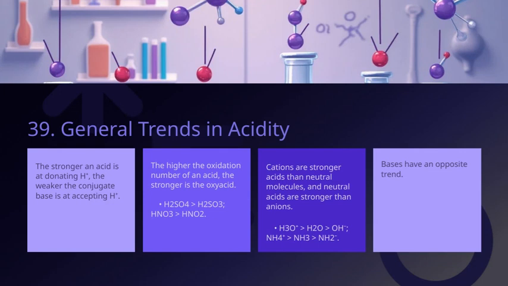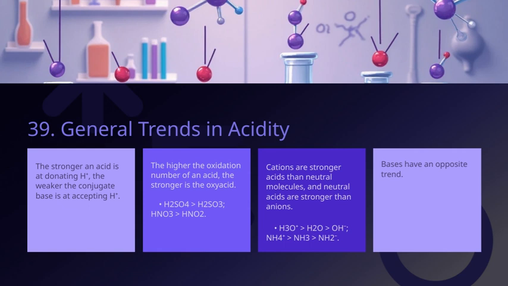Let's take a look at how bases tend to behave differently from acids. Unlike acids, where strength often depends on how easily they can donate protons, bases show an opposite trend. For example, in terms of H3O+, water, and OH-, the acidity decreases in that order. Similarly, for ammonium and its related species, NH4+ is a stronger acid than NH3, which in turn is stronger than NH2-.